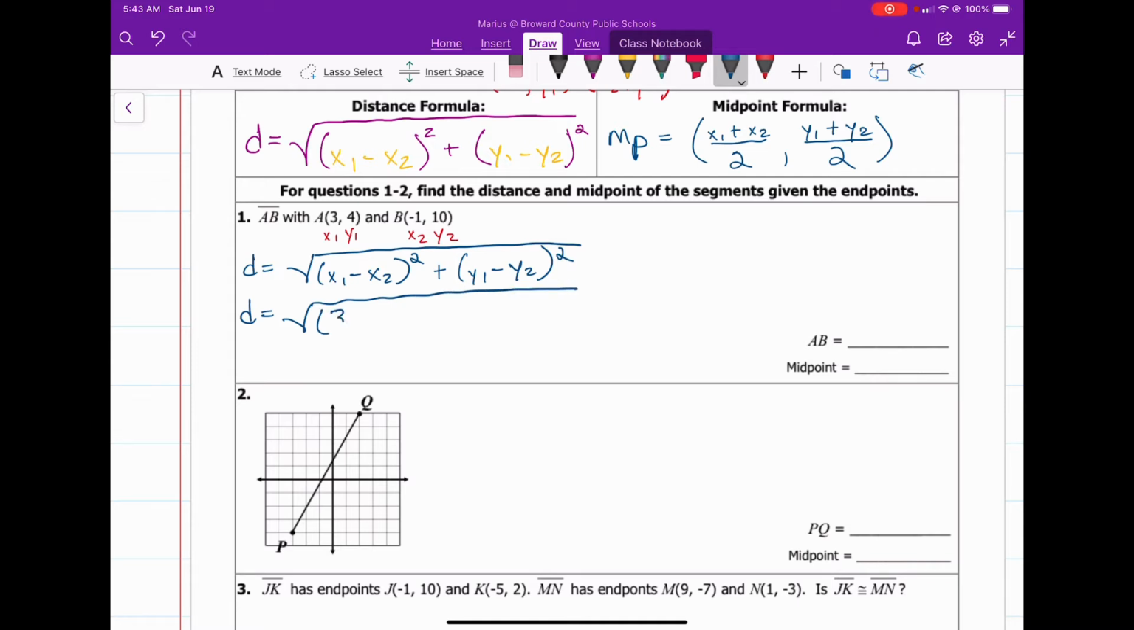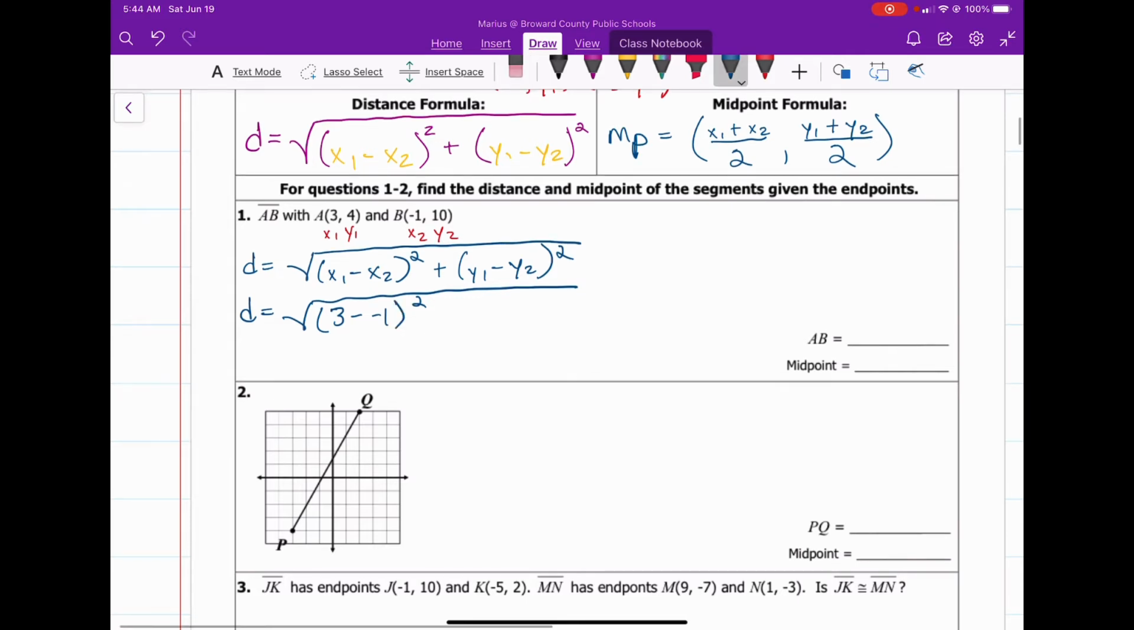So this is going to be 3 minus negative 10. Oh, excuse me, not negative 10, but negative 1. Right, because x1 is 3, x2 is negative 1. Okay, and then we have plus y1, which is 4, minus y2, which is 10. Now you already see that when the number is negative, you have to write it as a negative. Okay, and I should put parentheses around it.